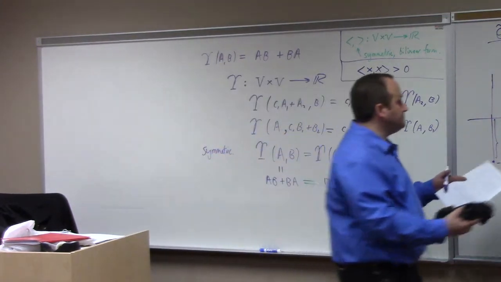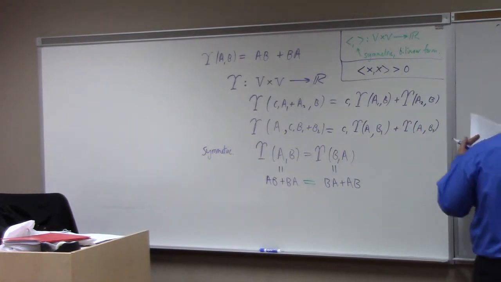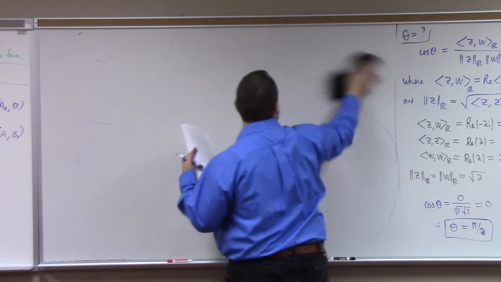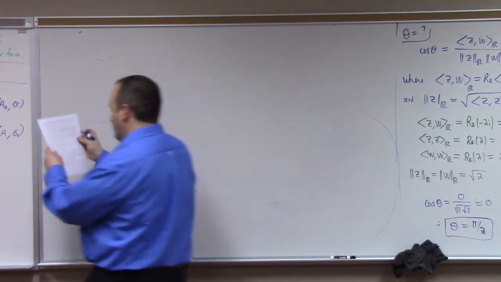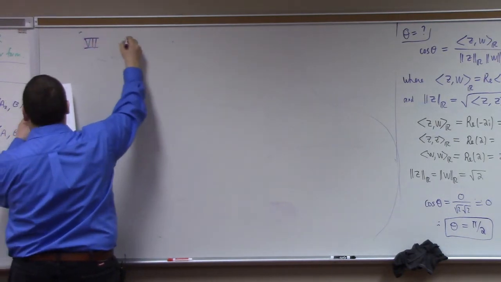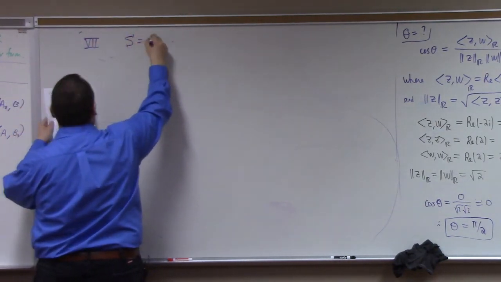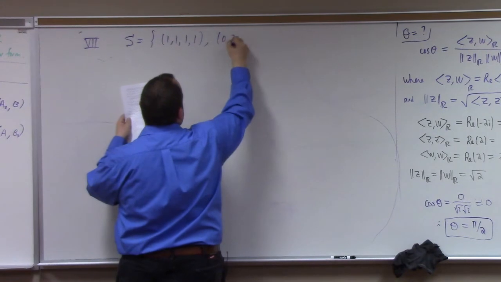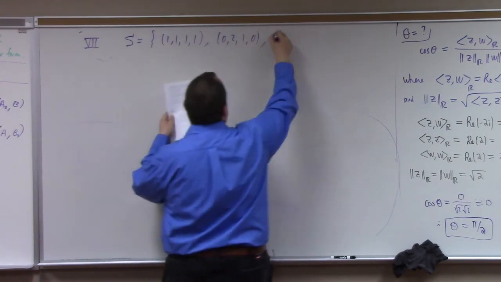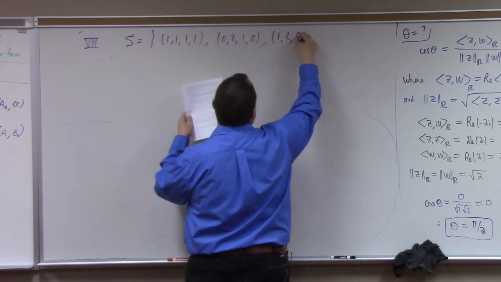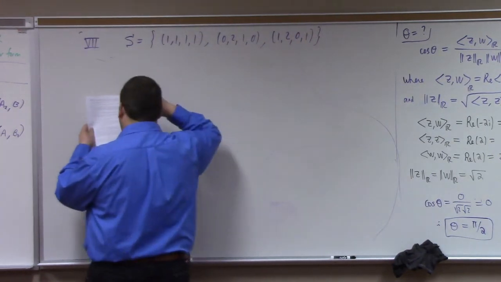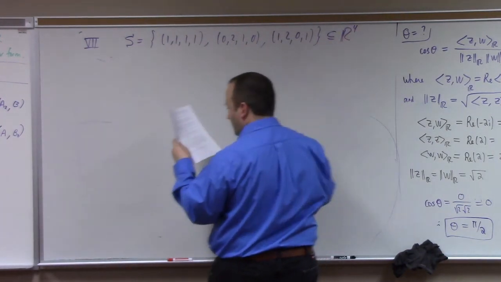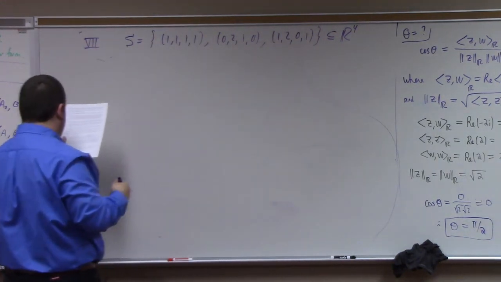Last couple minutes. Something with numbers. Hey, these were numbers. So 7, we had S equal to 1, 1, 1, 1, 0, 2, 1, 0, and 1, 2, 0, 1. So this is obviously a subset of what? R4, right? Or you could say Q4 or C4 if you wanted to be a jerk about it.